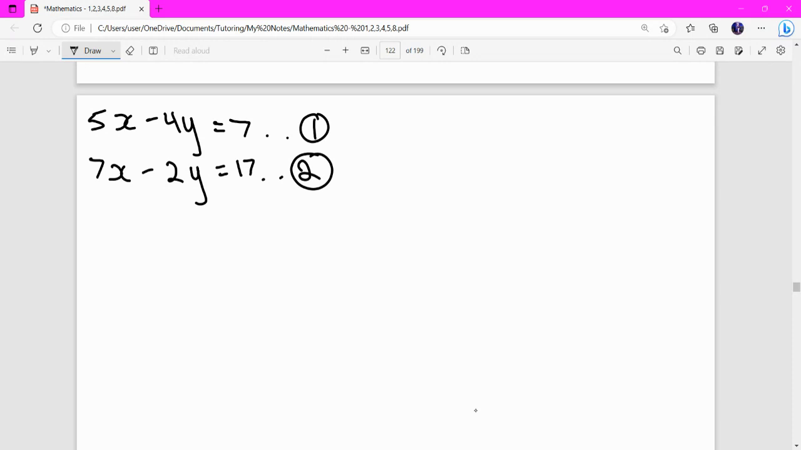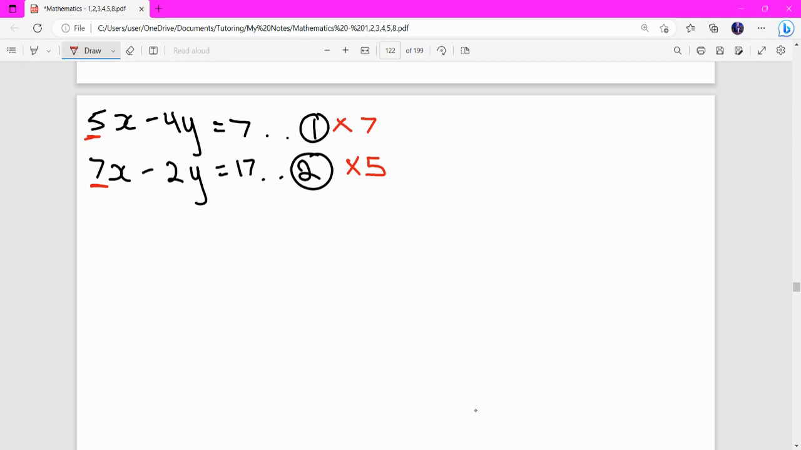So what we do, in order to eliminate x or y, let me eliminate x. In order to eliminate x, you look at the coefficient of x in equation 1, it is 5. So you multiply equation 2 by the number 5, and you look at the coefficient of x in equation 2, it is 7. So you multiply equation 1 by 7. Right? So we're going to write that in the next step here.